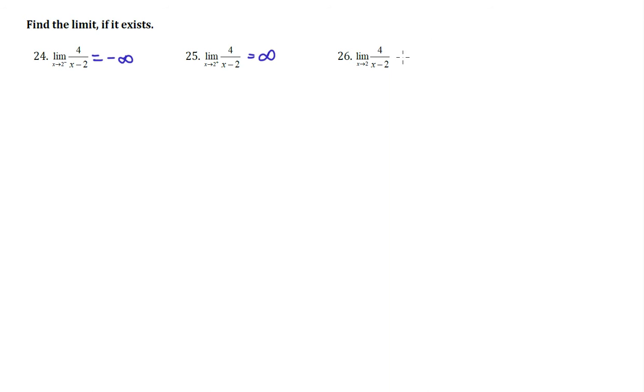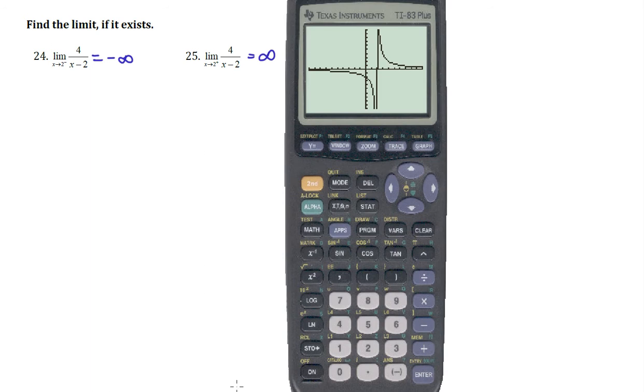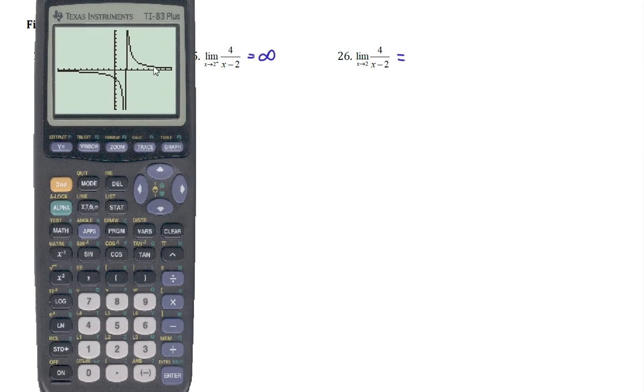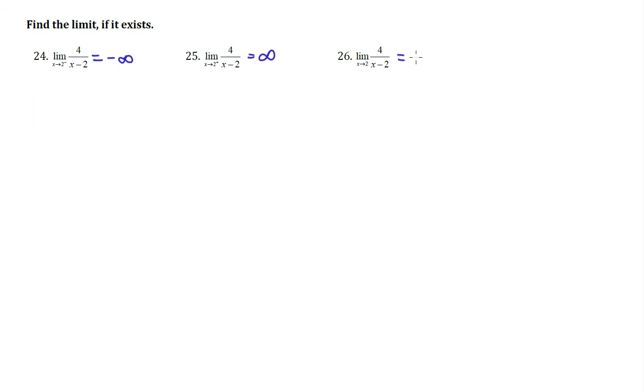Okay, so then they ask at the end here, what is the limit as x approaches 2? So we can tell from this graph, as it's approaching from the negative side, it's going towards negative infinity. As it's approaching from the positive side, it goes towards positive infinity. So since they're not going to the same value, one's going down, one's going up, the limit does not exist. All right.